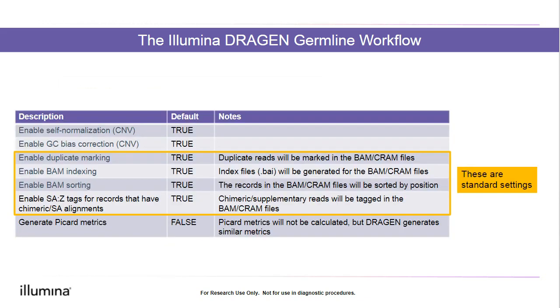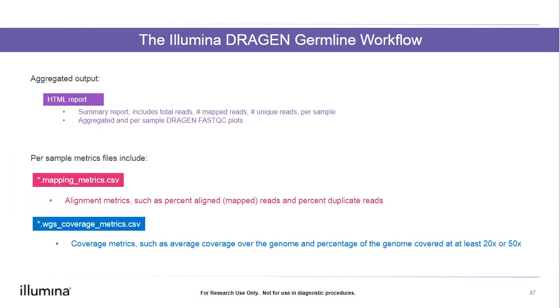These are some of the hard-coded options for the DRAGEN Germline workflow. Not shown here is that the Illumina annotation engine, Nirvana, is not enabled, meaning variants in the VCF and GVCF will not be annotated. I've listed out some of the output files to look for here for the DRAGEN Germline workflow, including the HTML report, the mapping metrics.csv, and the whole genome sequencing metrics.csv file.